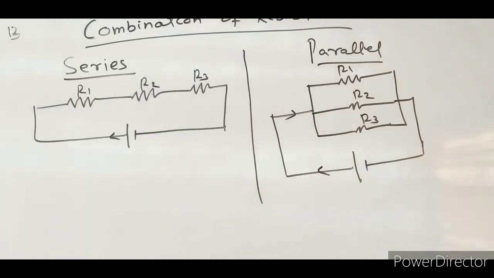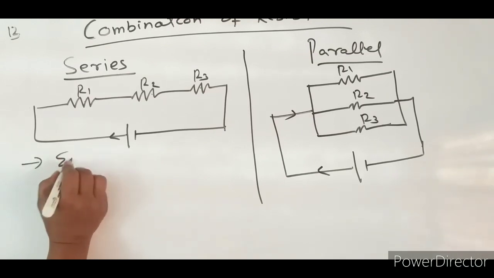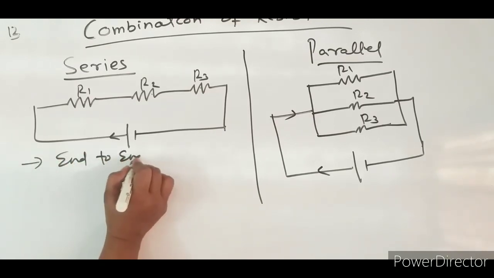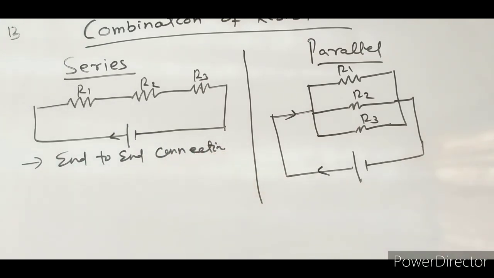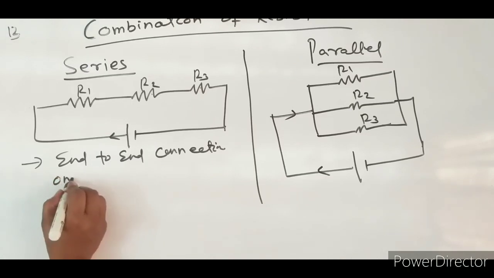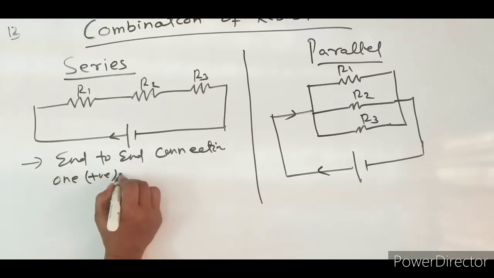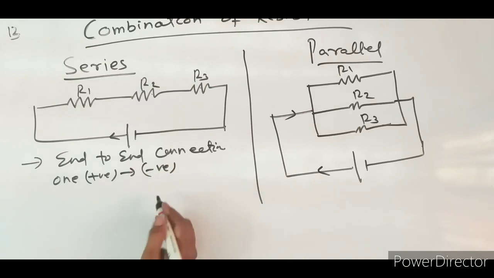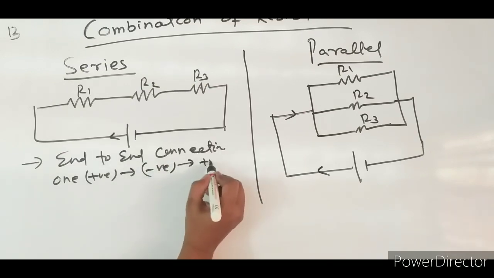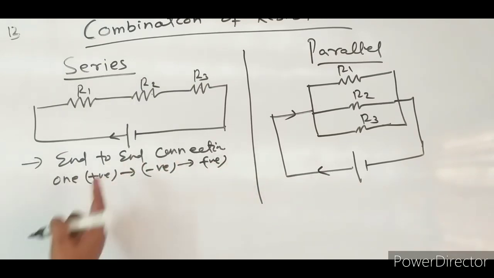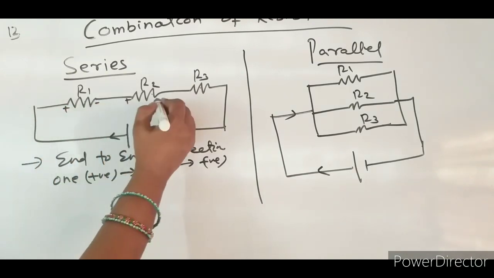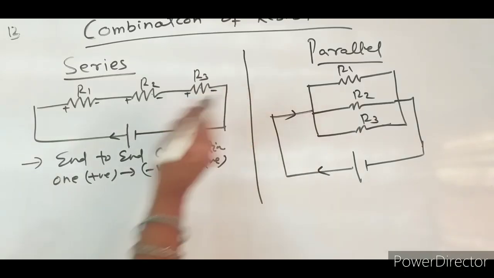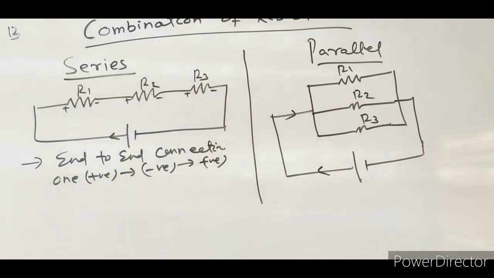Clear? So in case of series connection, it is an end to end connection. One positive is connected to one negative terminal, again the negative terminal is connected to the positive terminal. If current flows through it, this side will be positive, this one negative, this one positive, this one negative, positive, negative. Like this, these connections are made.